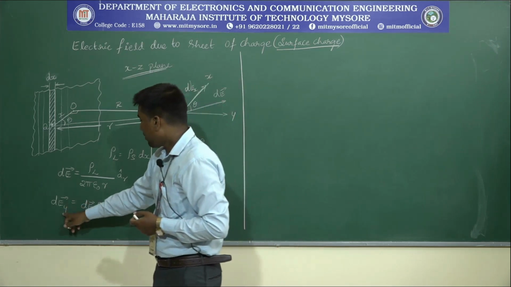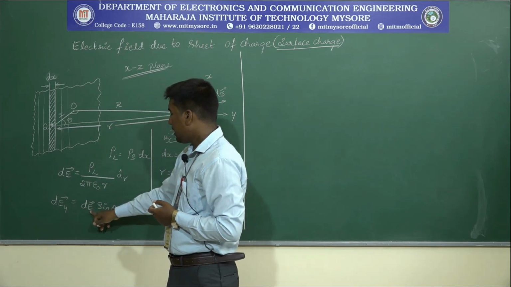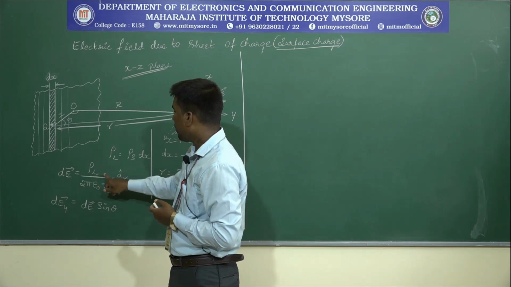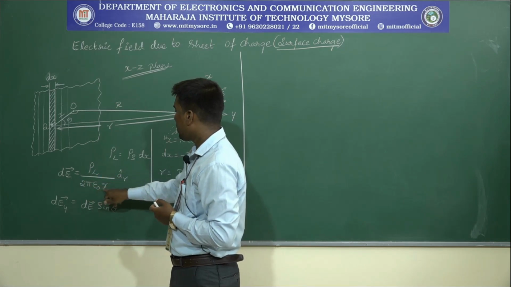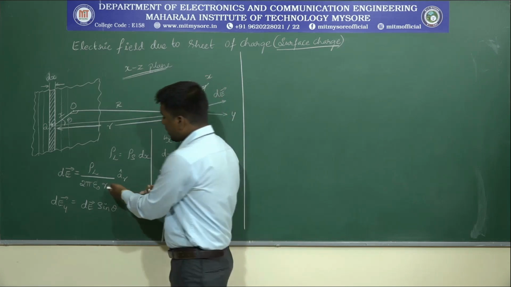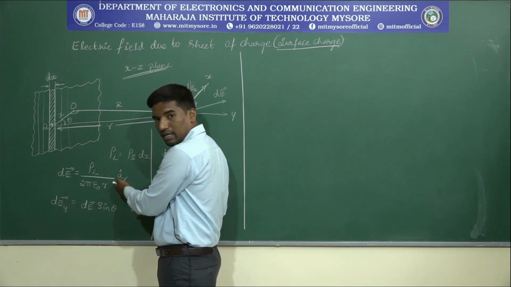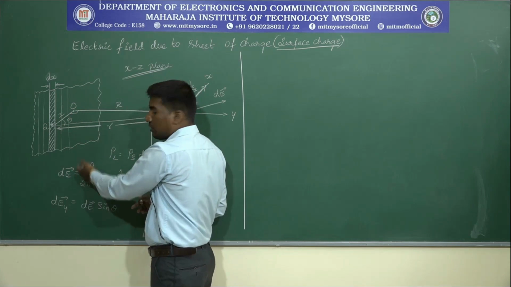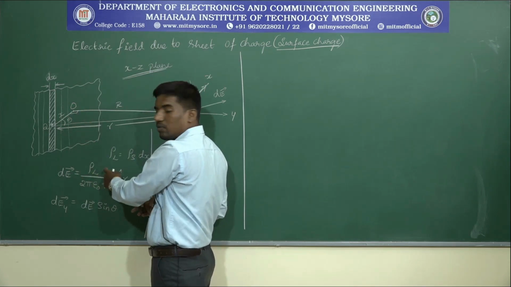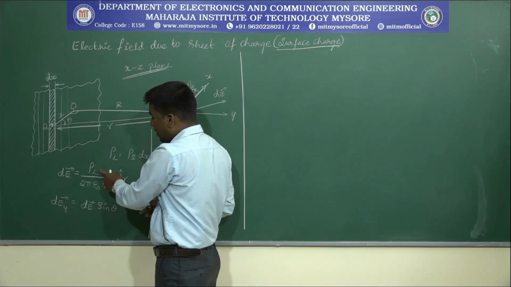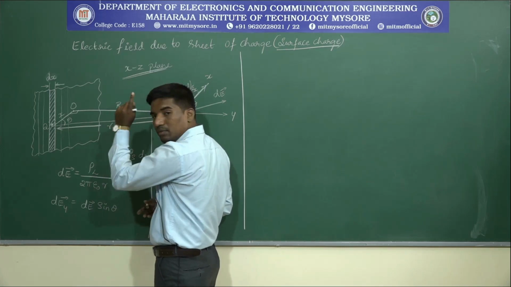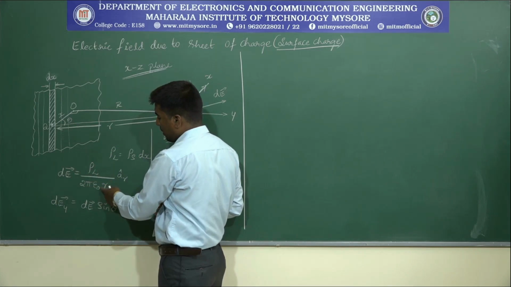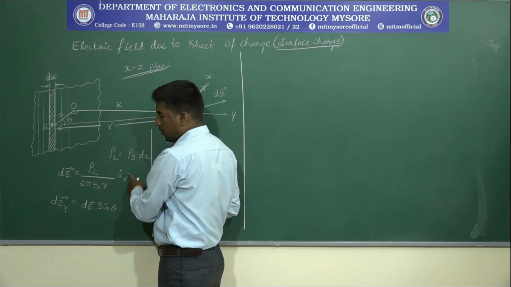So the dEy component is equivalent to dE into sin theta. What is dE? dE is equal to rho L divided by 2 pi epsilon naught into r into a cap r. We have already derived this equation for the electric field intensity due to a line charge. So we are taking it directly from the previous derivation. dE is equal to rho L divided by 2 pi epsilon naught r into a cap r.